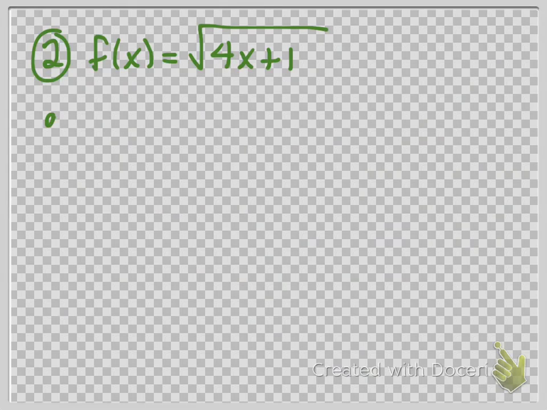So as our first example, let's do number 2. And the beginning examples a lot of times aren't really a full example of the whole concept. But our function for number 2 is f of x equals the square root of 4x plus 1. And there's a part A, part B. The directions here say find the average rate of change of the function over the interval. And our interval for A is 0 to 1, closed.